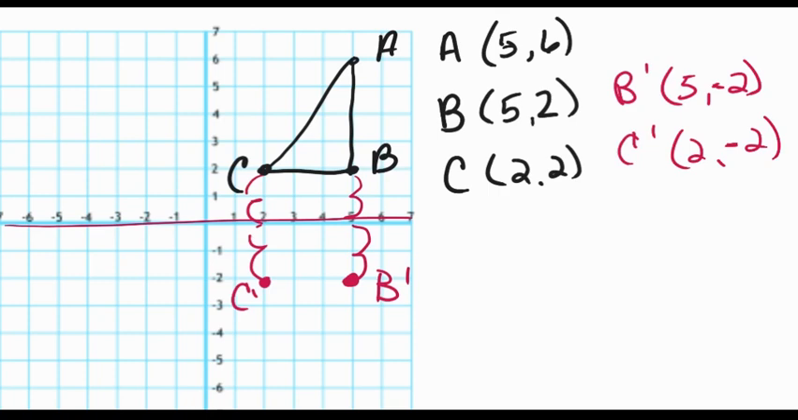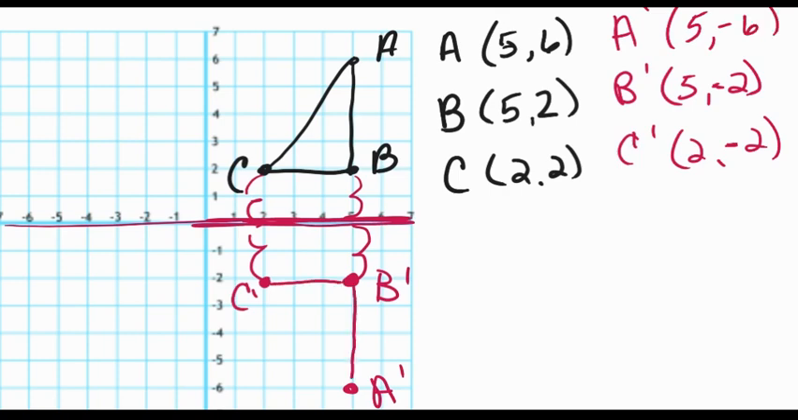And then for A, it's 6 away from this line of reflection. So I'm going to go 6 away on the other side. So it's going to go here. This is going to be A prime. And the coordinates for A prime are going to be 5, -6. And I'm going to connect it. And notice a reflection over the x-axis is going to look upside down. So it's the same size, same shape, but it is upside down.